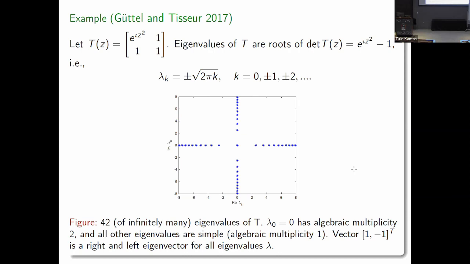Lambda 0 is equal to 0, so the 0 eigenvalue has algebraic multiplicity 2, and all other eigenvalues are of algebraic multiplicity 1. However, the vector (1, -1) is the right and left eigenvector for all eigenvalues lambda.